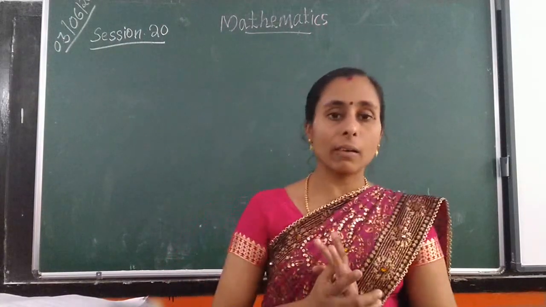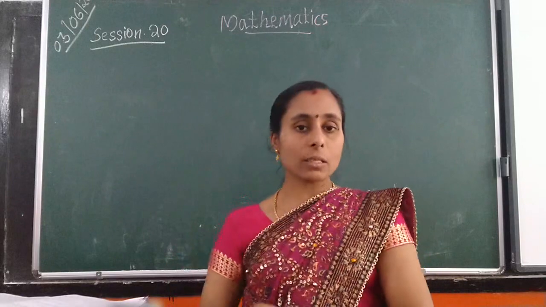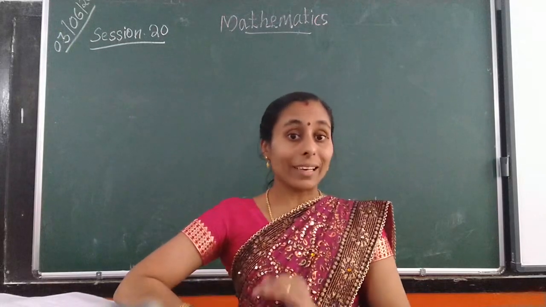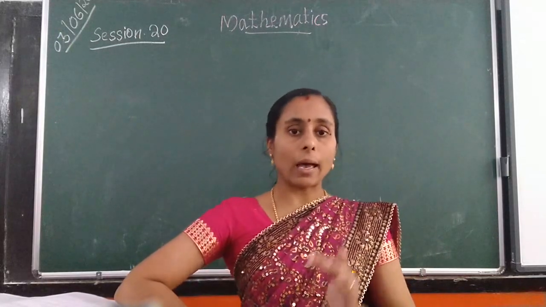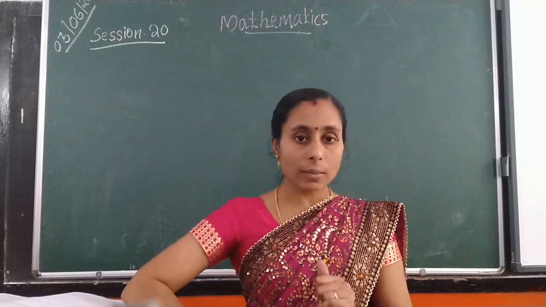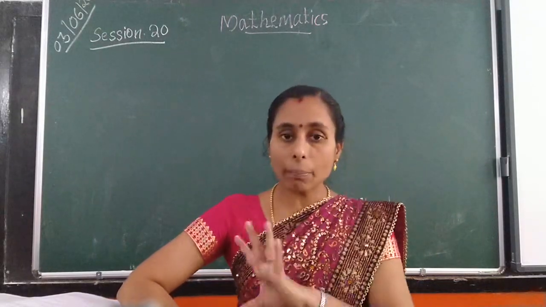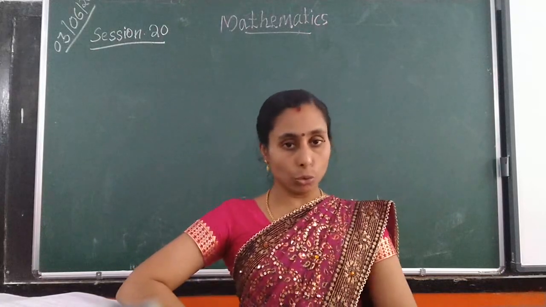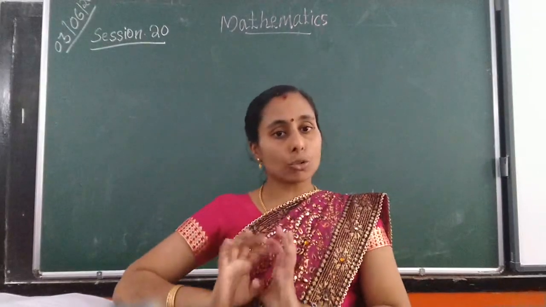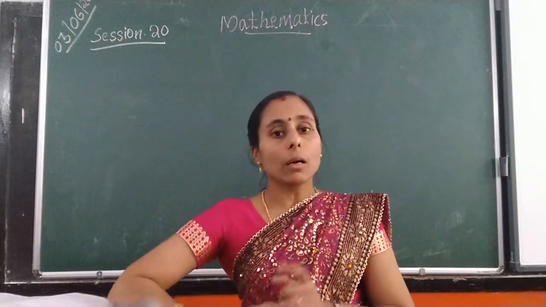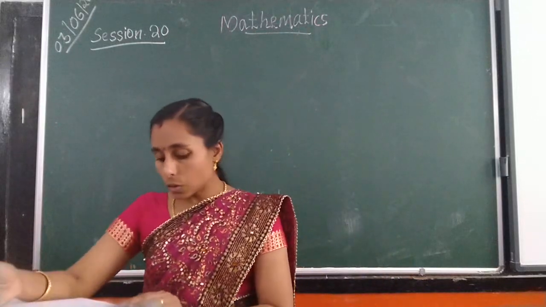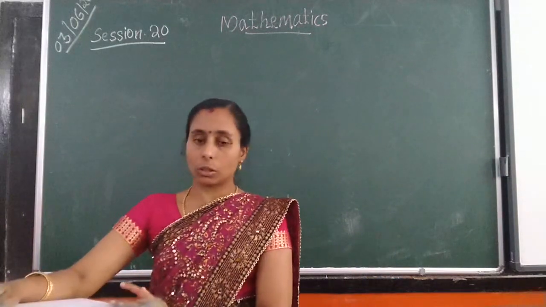And also we have learned how to find radius and how to find diameter. What is the relation between radius and diameter? Radius is half of the diameter, and the diameter is twice the radius. To get the radius, we divide the diameter by 2. To get the diameter, we multiply the radius by 2. That also we have done last class, and also exercise 9.3.